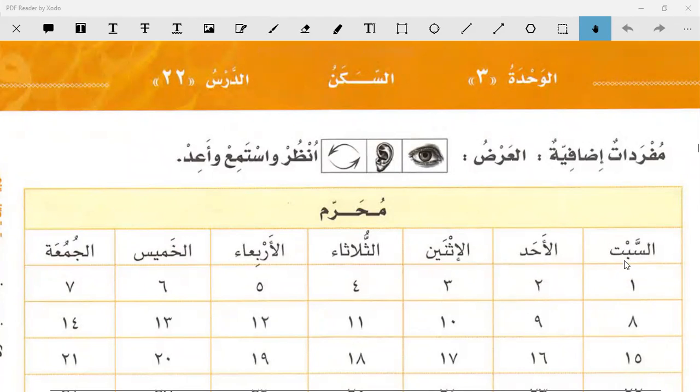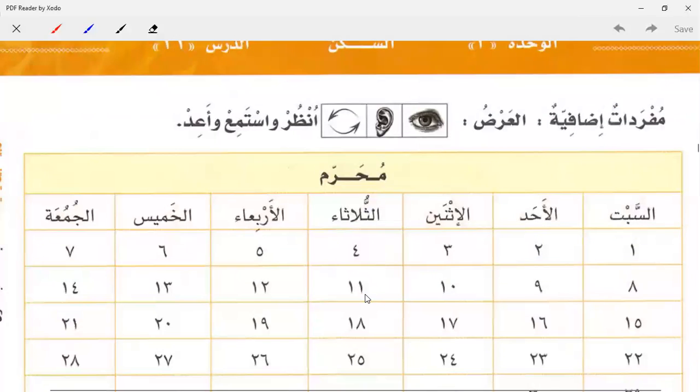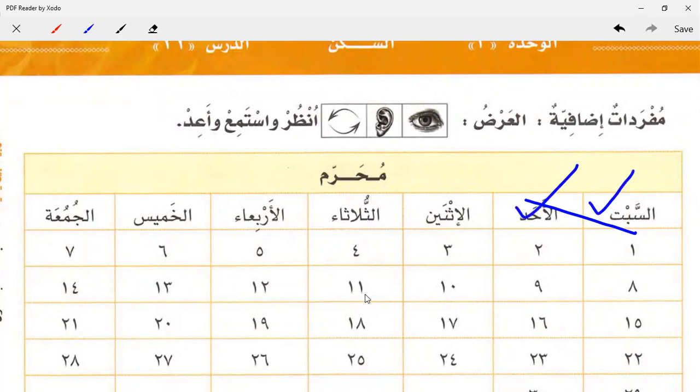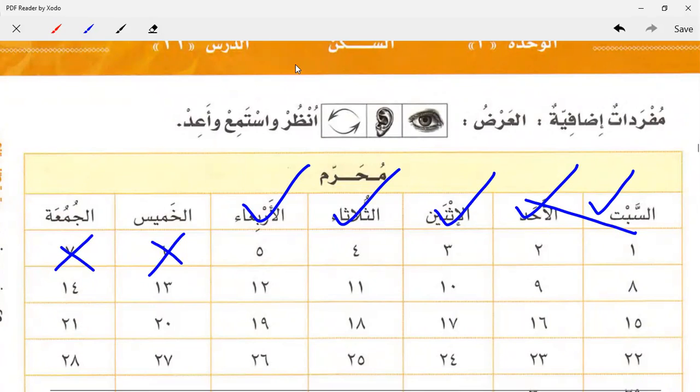As-Sabt means Saturday. Al-Ahad, Sunday. Al-Isnain, Monday. As-Sulasa, Tuesday. Al-Arbi'a, Wednesday. Al-Khamis, Thursday. Al-Jum'ah, Friday. As you all know, from now on, our Saturday and Sunday will not be off. We study on Saturday, Sunday, Monday, Tuesday, and Wednesday, and our Thursday and Friday are off from now on. So we will have a holiday on Thursday and Friday.